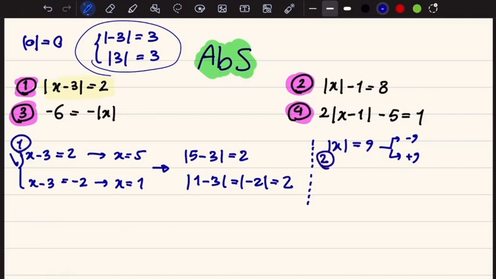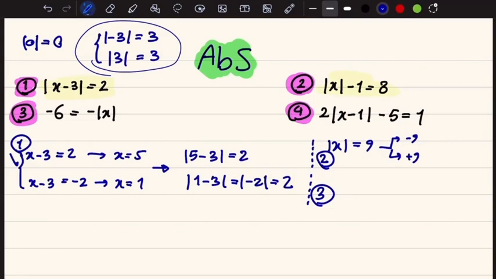I'm going to solve the third equation. Before that, let me just highlight that, okay, this is also done. I'm moving to the third equation: -6 is equal to minus absolute value of x.